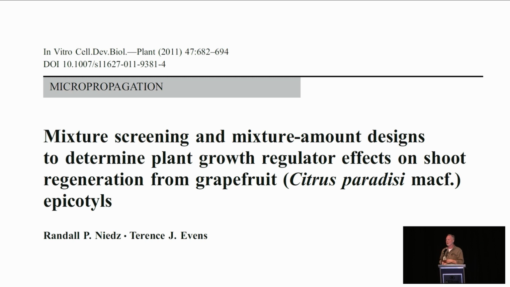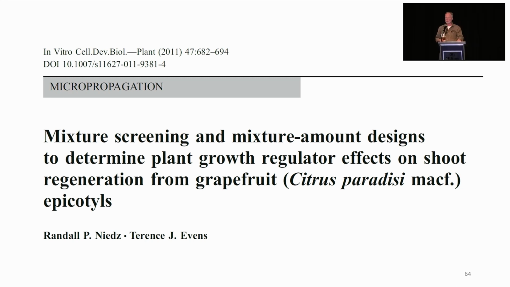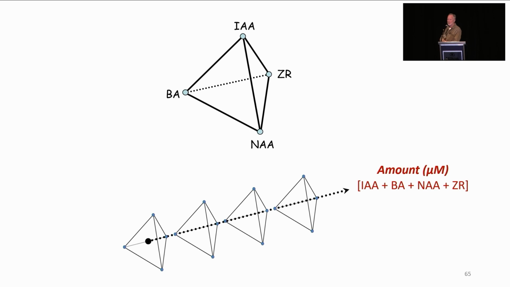The other area is growth regulators. So here's a paper here, mixture screening. Now, mixture screening, if you have a lot of components and you want to just identify the ones with the largest effects, that's a mixture screening design. And then the mixture amount, everything I've talked to you about is in here. A lot of the concepts are explained in here. But in this one, I think I took 6 cytokinins. We did a mixture screening.